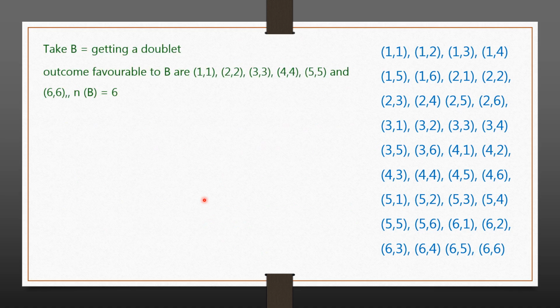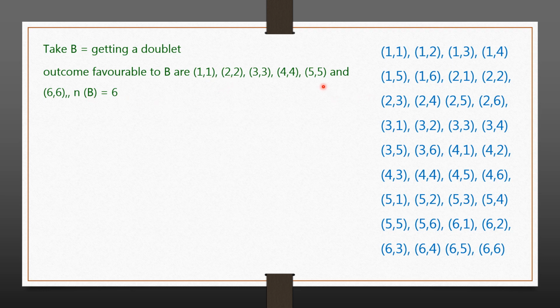Now the next event is getting a doublet. Doublet means getting the same number on both the dice. Therefore, outcomes favorable to B are 1 1, 2 2, 3 3, 4 4, 5 5 and 6 6. Because 1 1 means 1 on the first die and 1 on the second die also, which is called a doublet. 2 2, 2 on the first die, 2 on the second die.